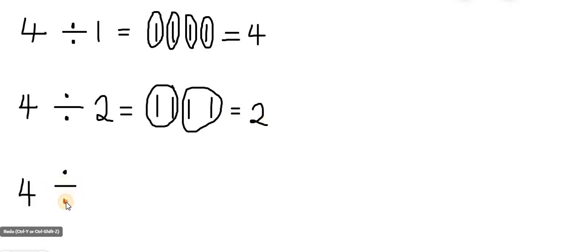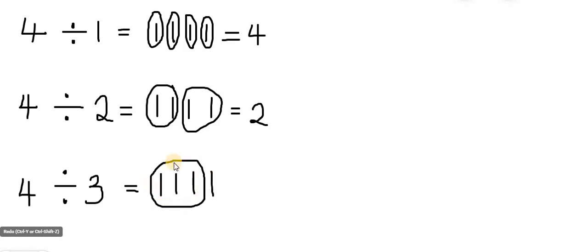4 divided by 3. Count 4 up. Now, we want to check how many 3's are in 4, bunches of 3. There's only one bunch of 3 in 4, with a remainder of 1 sitting on its own. So 4 divided by 3 is one bunch of 3, remainder 1.